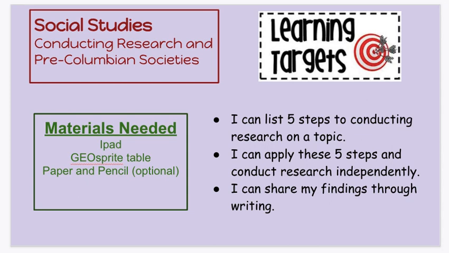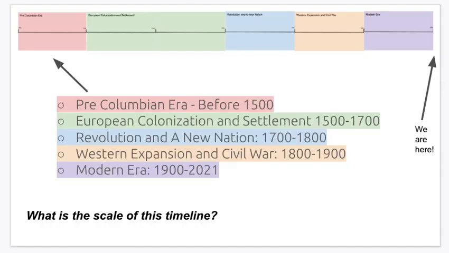I can list 5 steps to conducting research on a topic. I can apply these 5 steps and conduct research independently. I can share my findings through writing. Now first, let's figure out where we are in history for today.